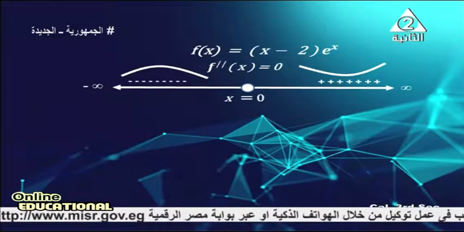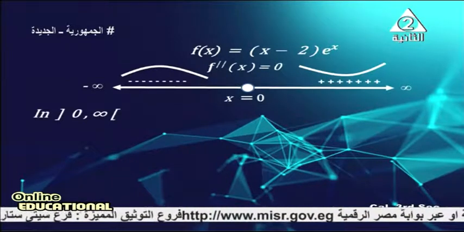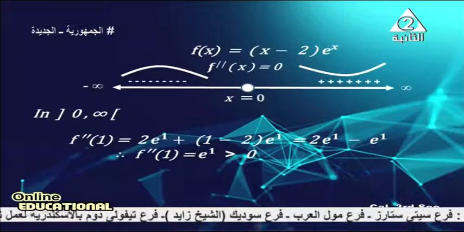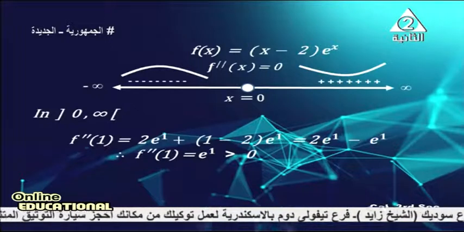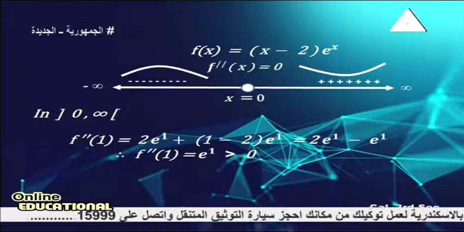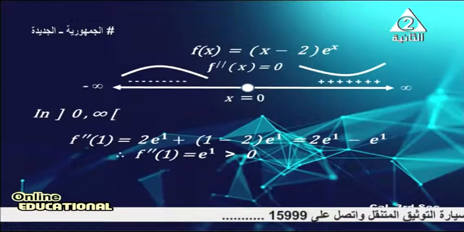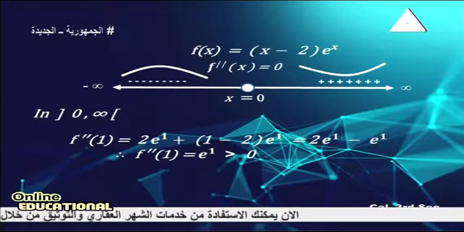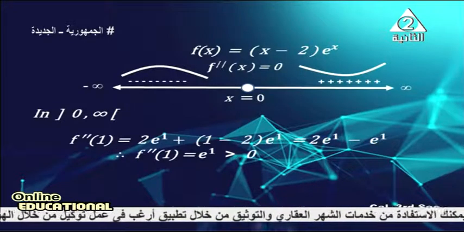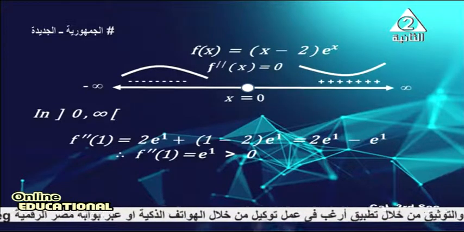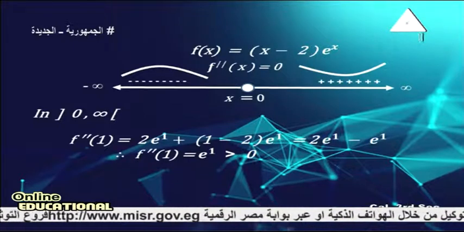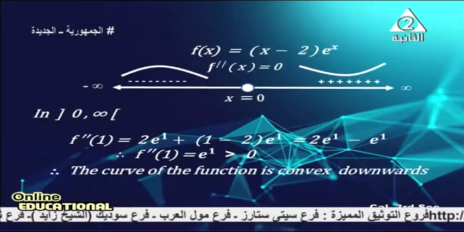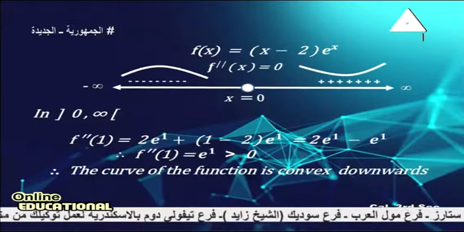Now, in the open interval (0, infinity), we can choose any number belonging to this interval, say 1. Then f''(1) equals 2e^1 + (1 - 2) multiplied by e^1, which equals 2e^1 - e^1, which equals e. e is a positive value, then f''(1) is positive, and the curve of the function in this interval is convex downward.